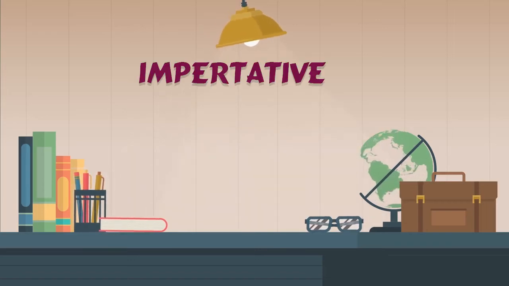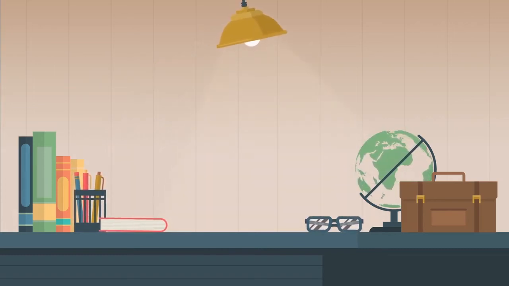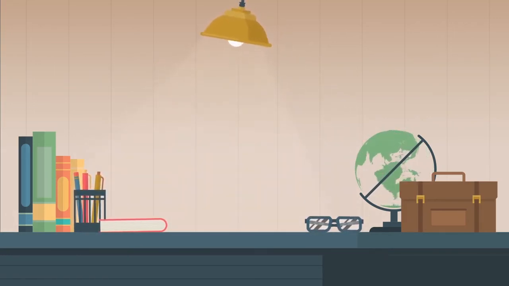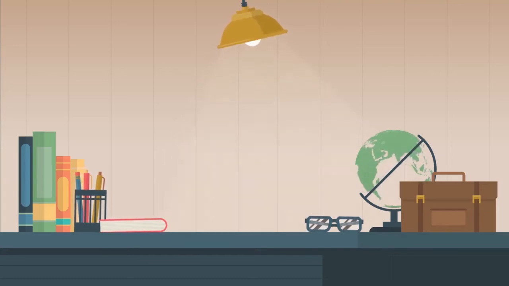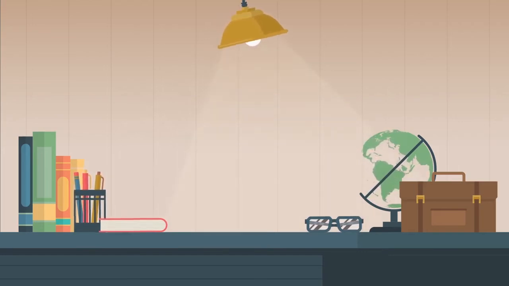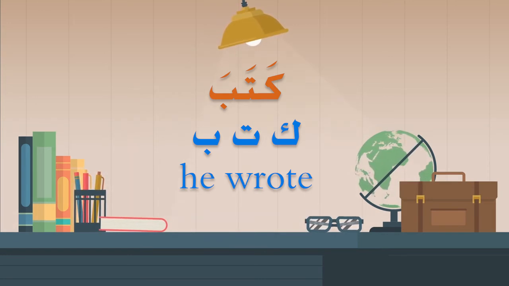The fourth case is the imperative. This case is always positive, second person, which shows a person asking the other to do something. We always go to the root to form the imperative. The root in Arabic is always the past form. We have triple verbs like كتب, which means he wrote.